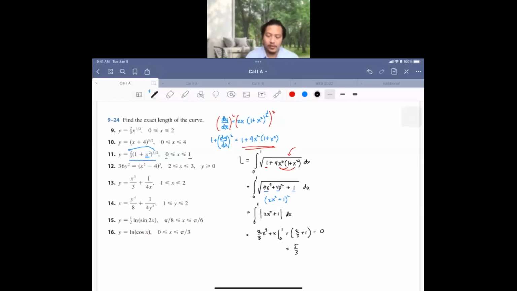So the arc length, just remember that you just keep writing the square root of 1 plus dy over dx, or dx over dy, and then squared, and then dx. Or if you want to use dx over dy squared, dy is also okay for some cases.